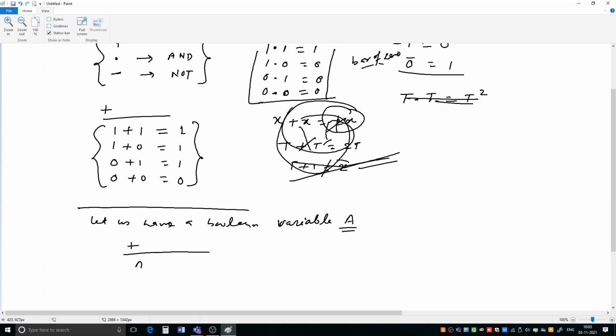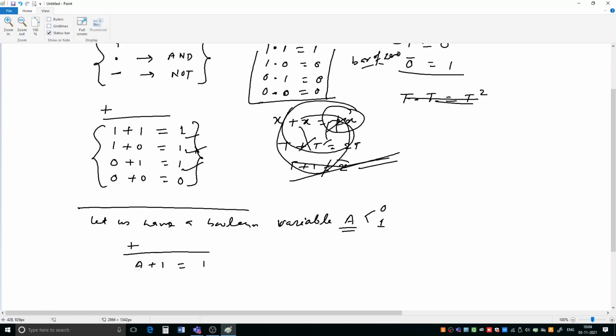If you are writing A plus 1, A plus 1 will be equal to 1. Because what are the possible values of A? The possible values of A are either 0 or 1. Whatever value we put here, 0 plus 1, we are talking about this one. And if A's value is 1, then 1 plus 1, so we are talking about this one.